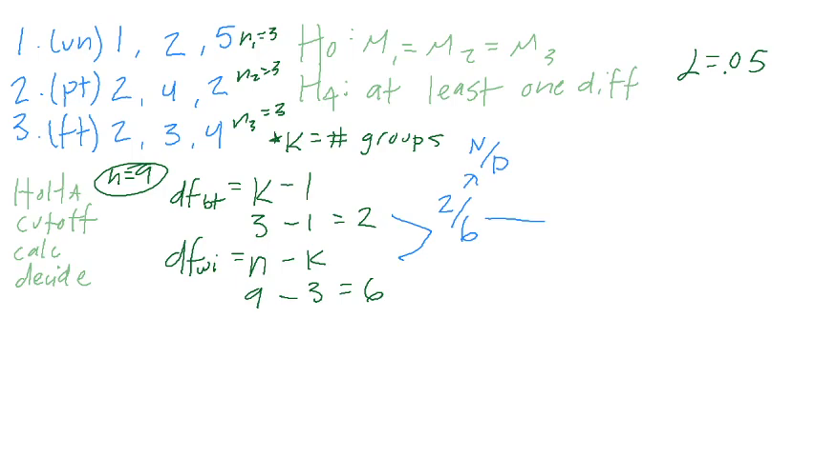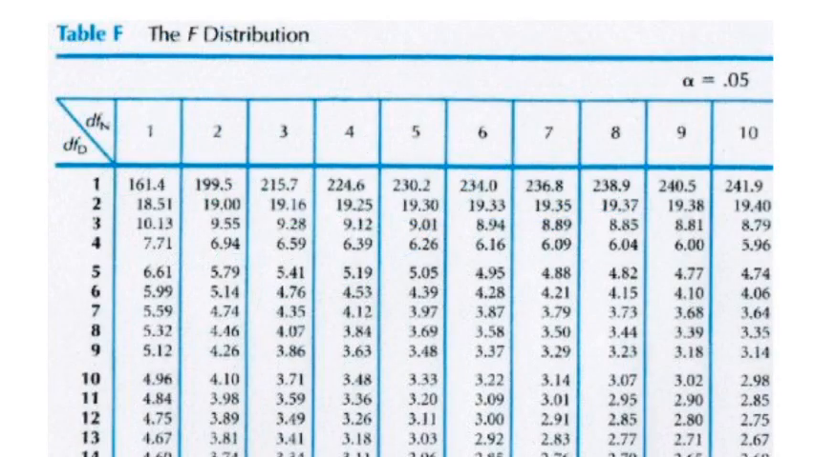Then we're going to take this over to the F table. We have a new table. So let's go look at that F table. This entire table is specific to an alpha of 0.05. This is why we're not worried about an alpha of 0.01, because we need a separate table, and who wants to do that? We're just going to stick with this.